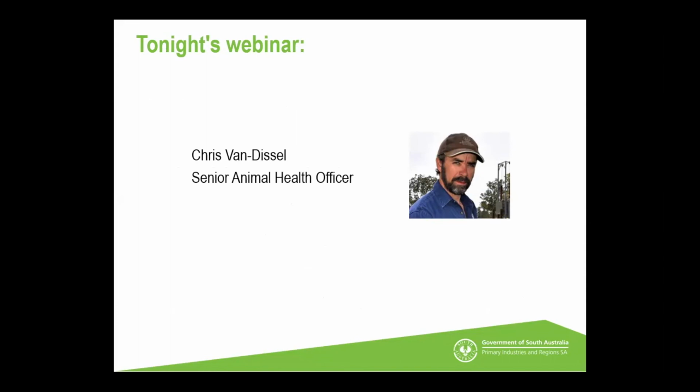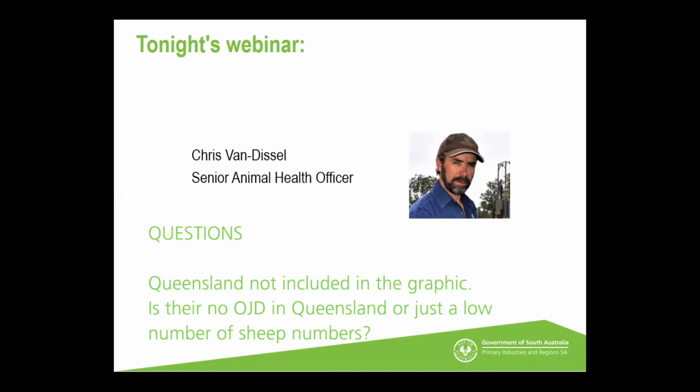All right, thanks, Chris. Just an observation from someone. Queensland was not included in your graphic of where OJD is. Is there no OJD in Queensland, or just a low number of sheep? Well, no, they still have sheep in the south, but their claim through the running of the national program was that they never detected a case of Johne's. I understand the question, because if you look at the map, some of the shires in New South Wales that run along the border certainly did have disease. So that's about as much as I can comment on another state's program.